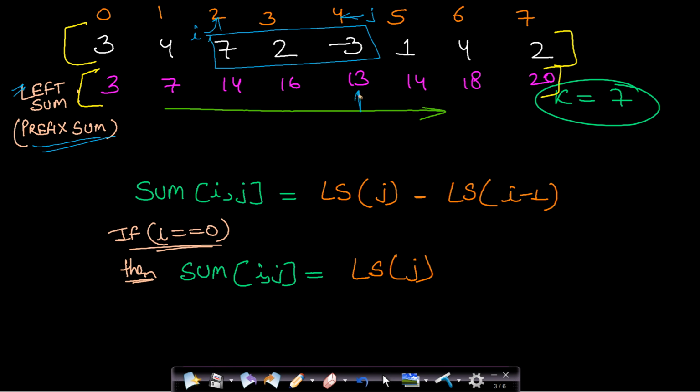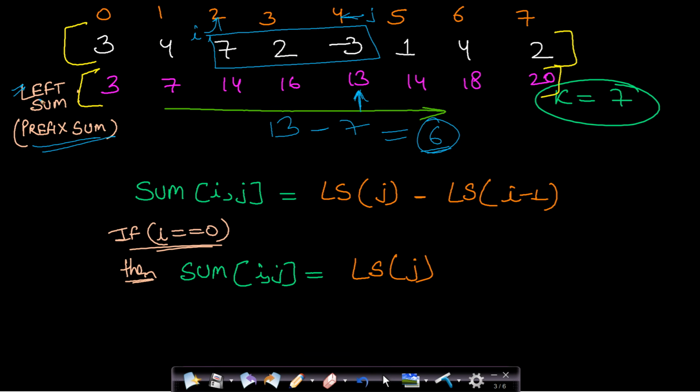Actually this value here in the left sum array is indicating the sum from index 0 to index 4. So what we need to do is take the entire sum from index 0 to index 4 and then subtract the sum of elements which is not included in this subarray. So what will it be? It will be 13, which is the sum of 0 to 4, minus 7, which is the sum of the first two elements which are not included in this subarray. So this will be equals to 6.